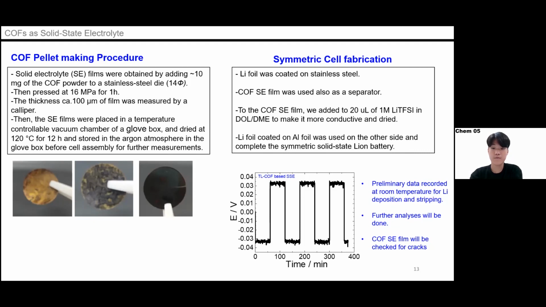Here is the graph of deposition and stripping of this symmetric cell. The data are recorded at room temperature for lithium deposition and stripping. We applied a current density of 0.1 milliampere per square centimeter, 1 hour for stripping and 1 hour for deposition. Further analysis will be done, and the COF SE film will be checked for cracks to check the stability.